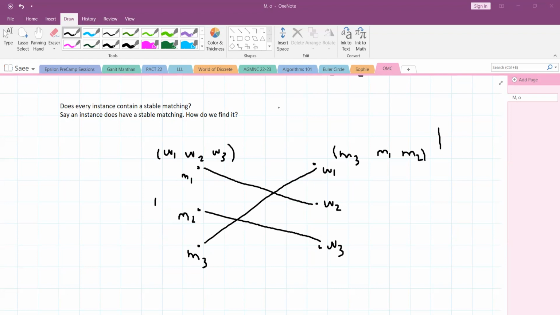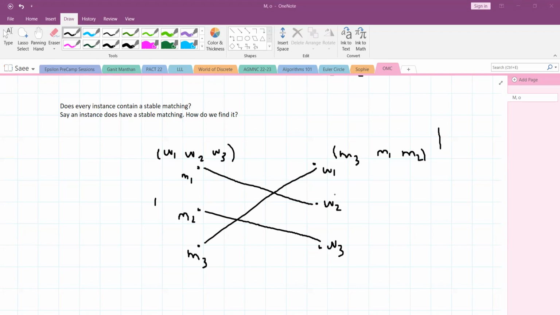Go ahead. What do you think? If we take M2 and W3, M2 likes W1 better, for example, and W3 likes M1 better. So this is like an unstable matching, right?